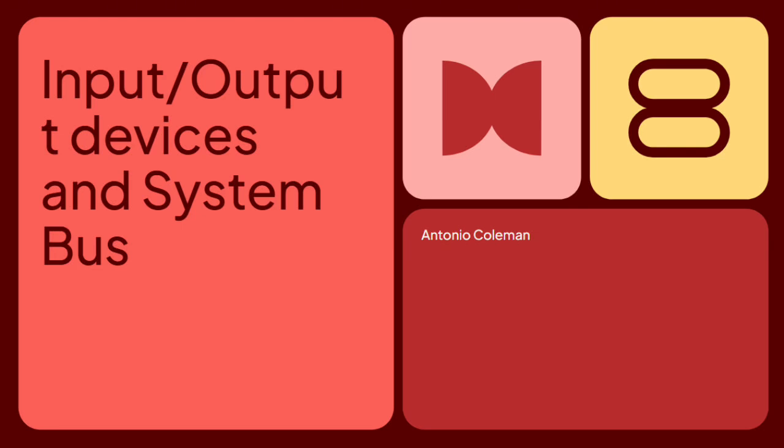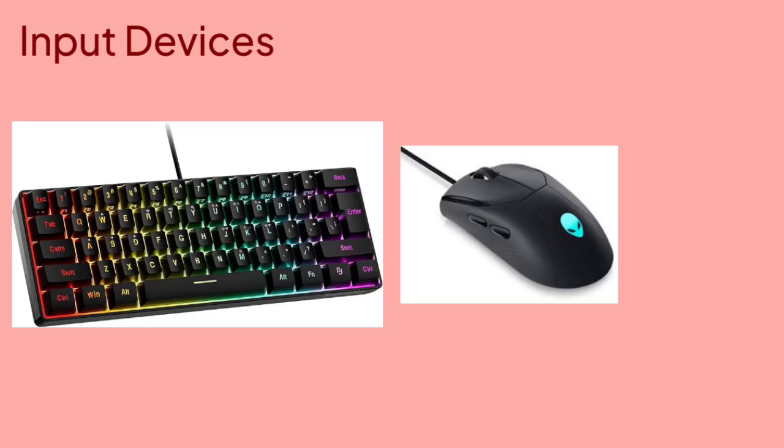In this video specifically, I will be covering input and output devices as well as the system bus. Now let's begin. Input devices can best be understood as senses for computers. Much like how we use our eyes and ears to take in information around us, a computer uses input devices to receive data and also instructions from users.